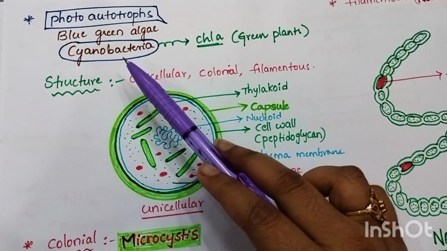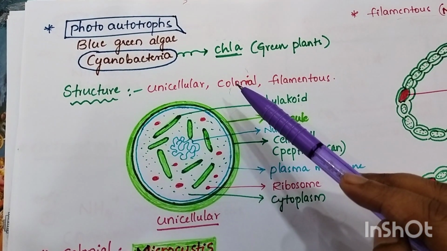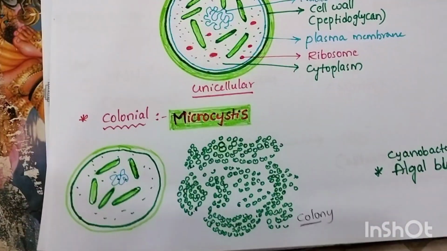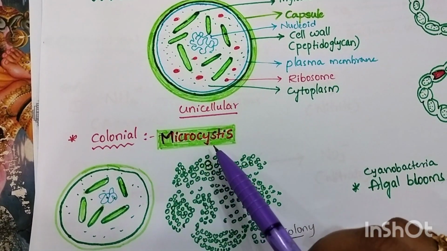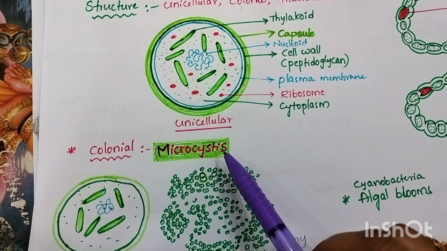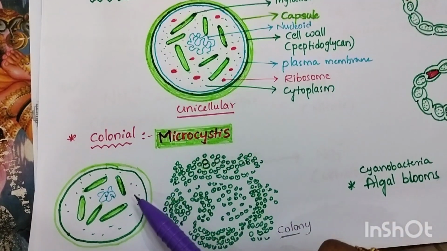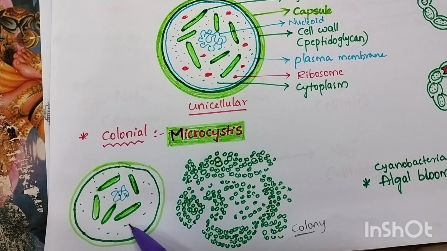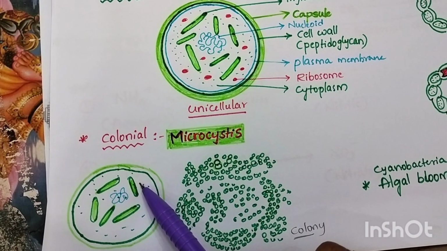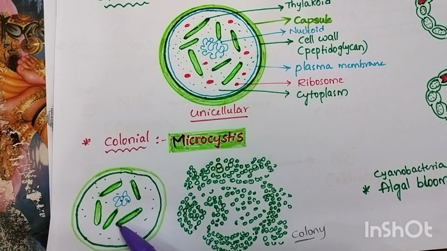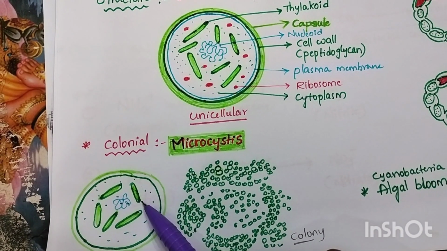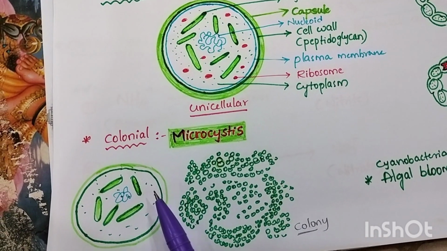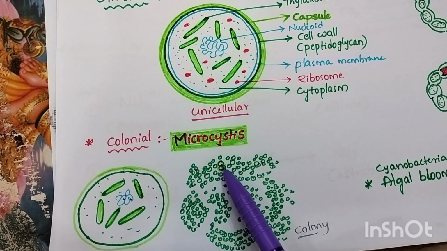Some of the cyanobacteria can be present in colonial forms. What is colonial? Colonial means colony. Here the example is Microcystis, which is one type of cyanobacteria. Its body looks like this. It is unicellular, and of course it has thylakoids, and inside the thylakoids the chlorophyll A pigment is present, which traps the sunlight. So this is Microcystis. There are types of Microcystis like this present here.